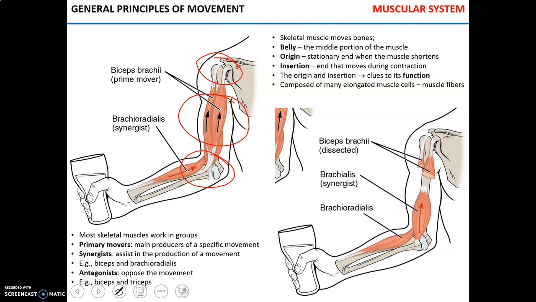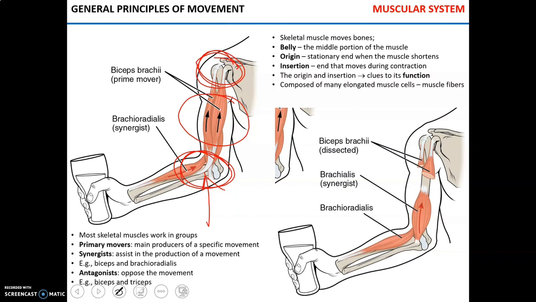For instance, in the case of biceps brachii, the origin of the muscle is in the scapula. Scapula does not move when we flex our elbow. So the insertion is in the radius. That part of the muscle moves when we flex our elbow. If we know the origin and the insertion of the muscle, we can figure out the function of the muscle, because we can basically shorten it in our brain and just figure out what it's going to be doing.